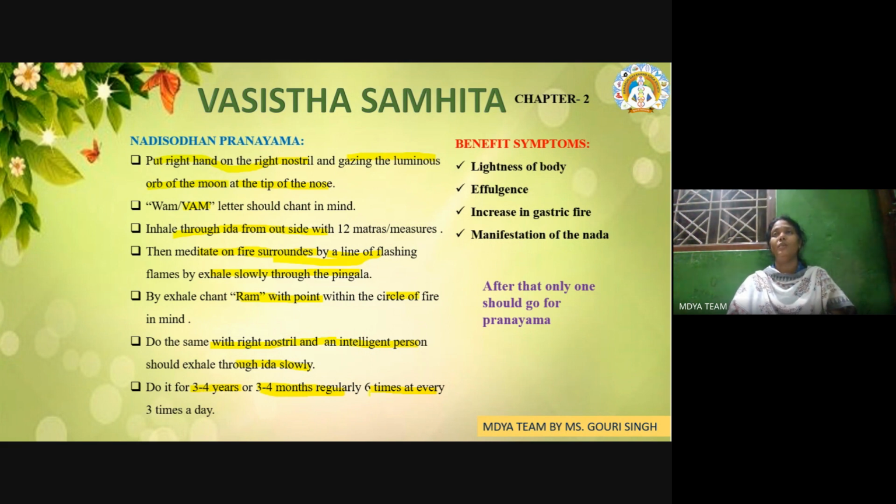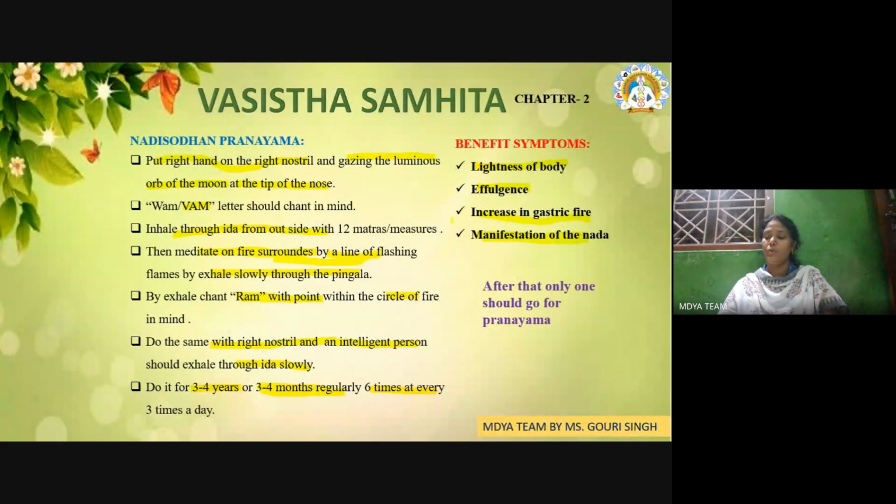So, what is the benefit of the nadisudhi pranayam? When one gets his nadisudhi, what symptoms will be shown? Lightness of the body will develop, effulgence will develop, an increase in the gastric fire, and the manifestation of the nada. The nada will be heard by the yogi if one continues with this Nadisudhi pranayam.